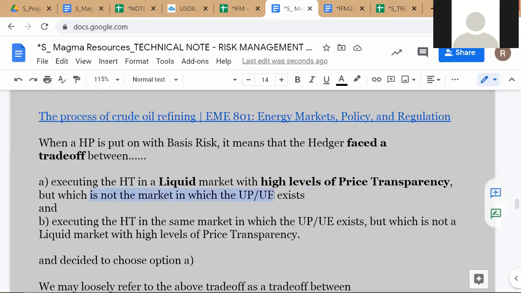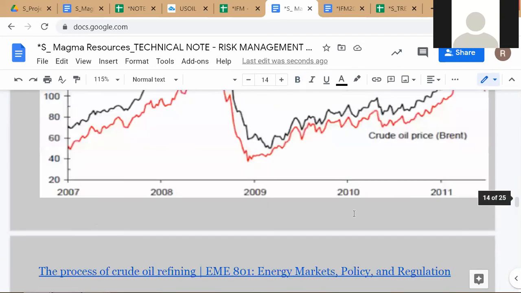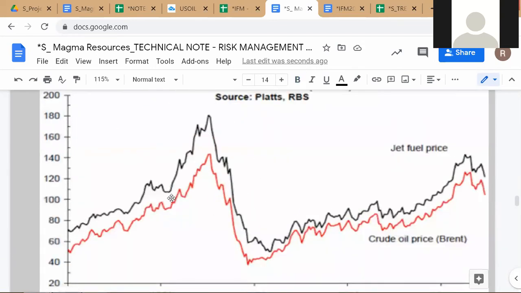Okay. And therefore you have underlying exposure, and what that means is basically that there is going to be basis risk. Okay, so if you do this, it's not the market in which the underlying exists, and this basis risk is going to exist because of this chart. Where is the chart? Yeah. The moment you do this, you have an underlying position here, you hedge in this market, you're going to be faced with basis risk. Sometimes it goes against you, sometimes it works in your favor, but you have no way of knowing which is going to happen.